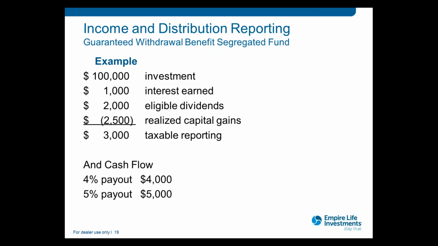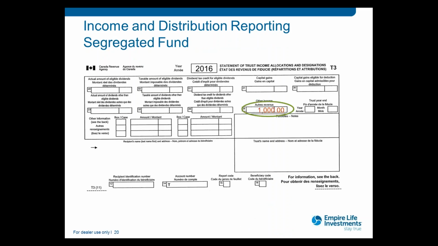And in this scenario, what's similar to the previous one is the cash flow remains at either 4% or 5%, so $4,000 or $5,000. The tax slip will reflect the $1,000 of interest. It will reflect the $2,000 of eligible dividends, plus the gross up for the dividend tax credit, reflected as $414. And the capital loss shows up in box 37. Again, we're talking about a segregated fund, and so it will actually report the $2,500 capital loss that the investor can use against some other capital gains either that year, go back 3 years, or hold on for some future year.